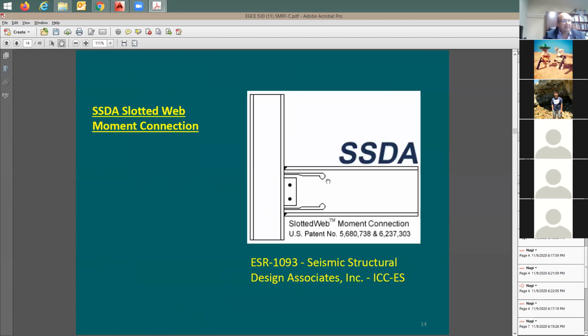Here's the SSDA. You see what they're doing here? They are cutting the web. You see this way? They first put a pilot hole and then they slot it this way. So we call this slotted web moment connection. It has a pattern. This is why you cannot really use it on your own and you need to give it to them to build it for you.